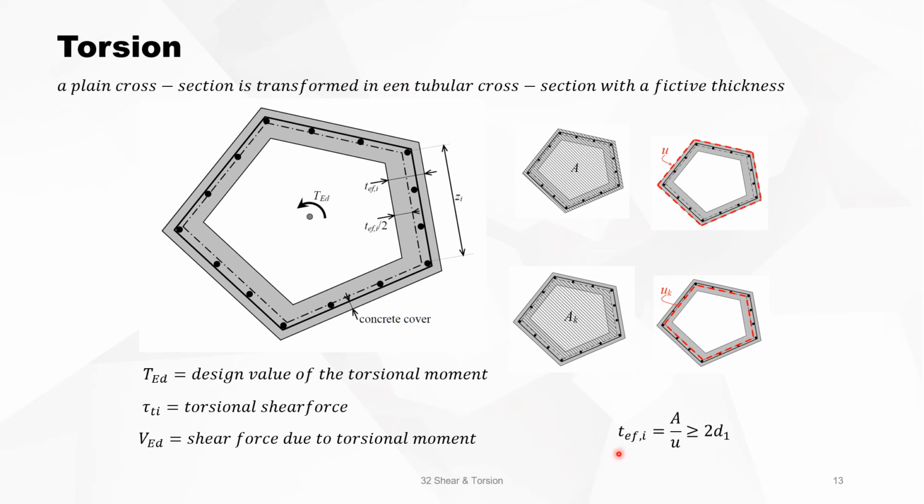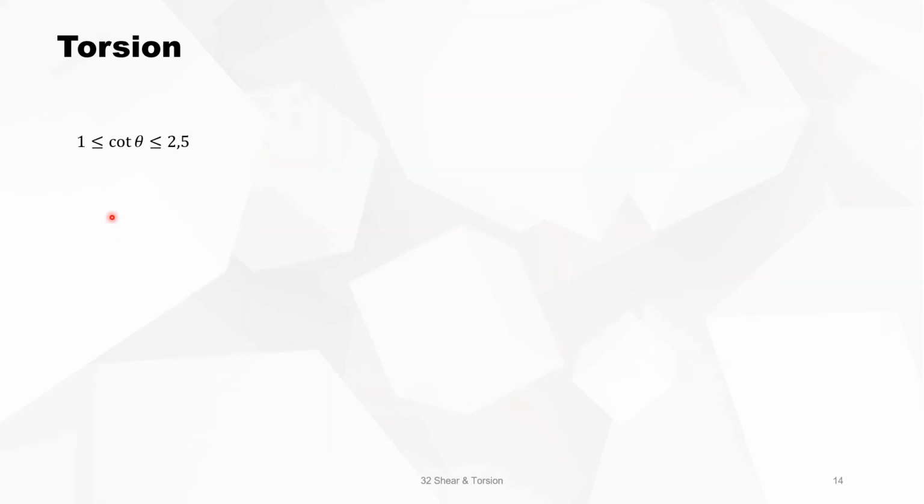The fictive thickness of the plane section is equal to the total area A divided by u, by the total circumference, and must always be bigger than 2 times d1, and d1 is the point of gravity of the longitudinal reinforcement. So the fictive thickness is the total area divided by the circumference and must be bigger than 2 times the d1. Cotangent theta must be between 1 and 2.5.